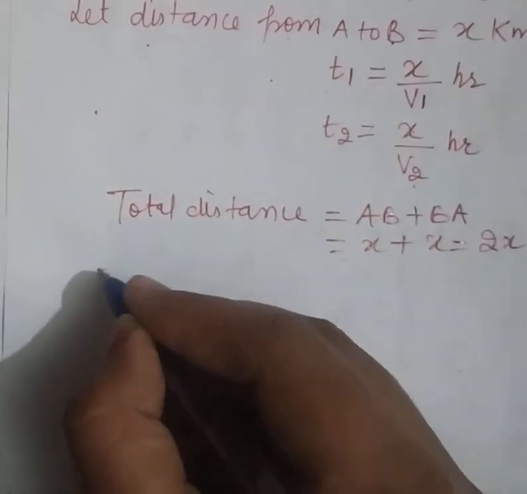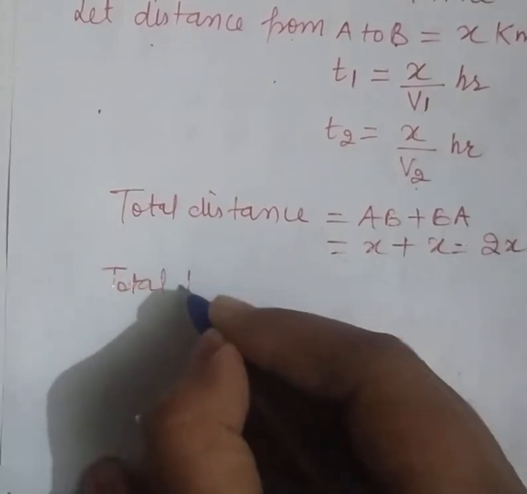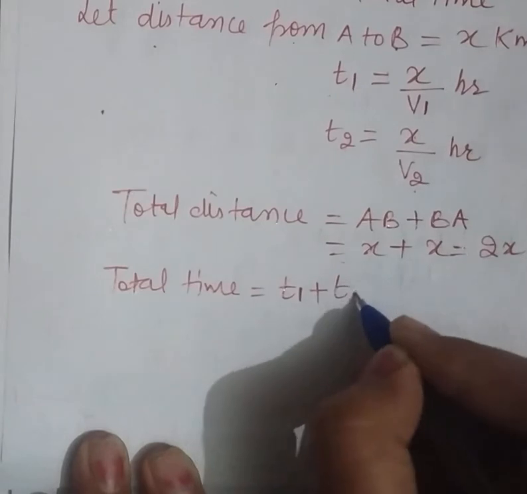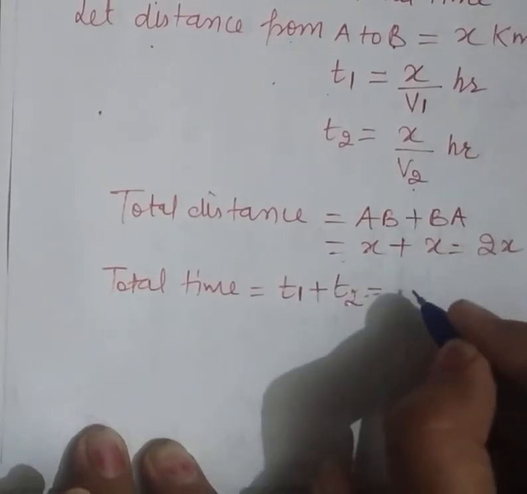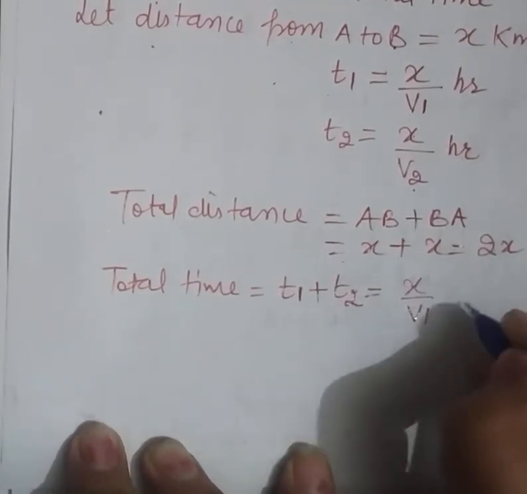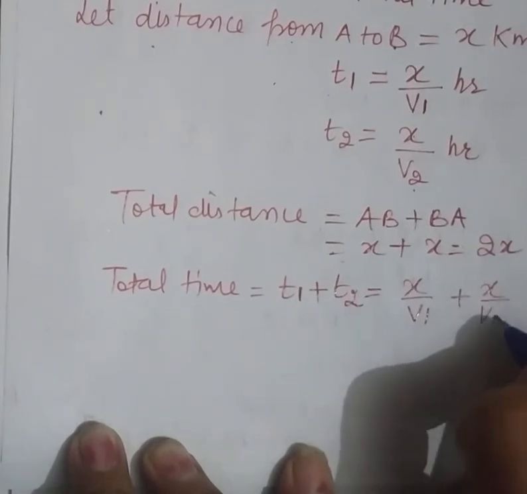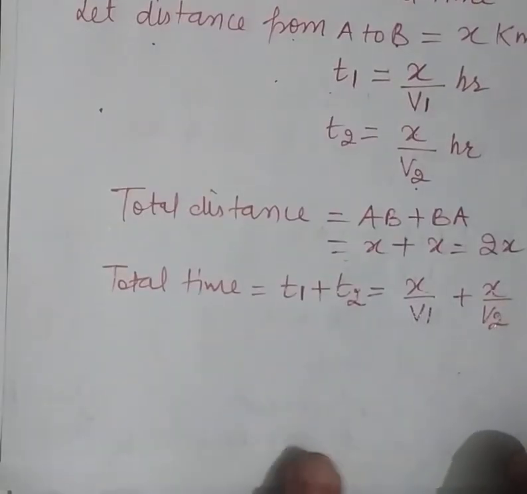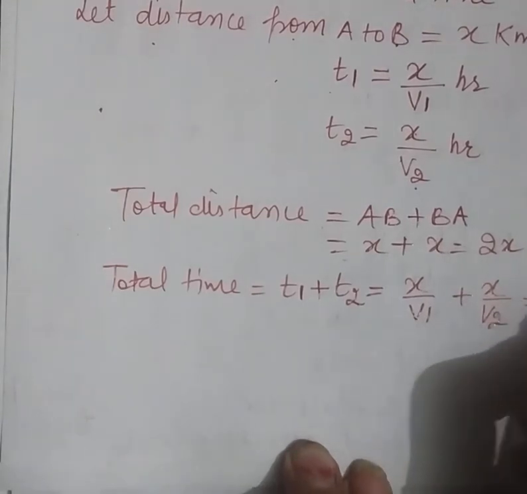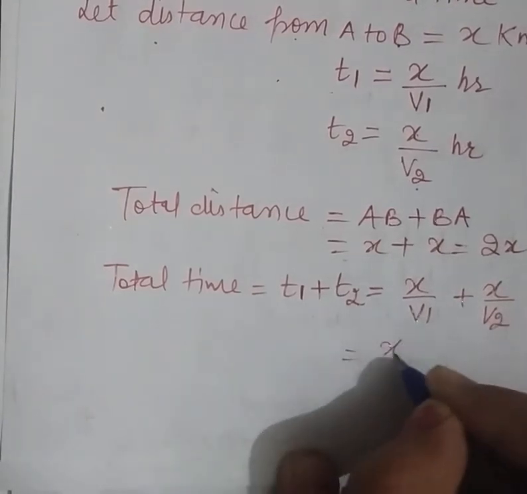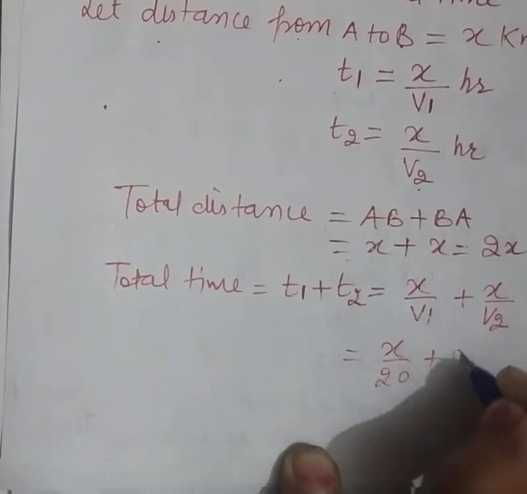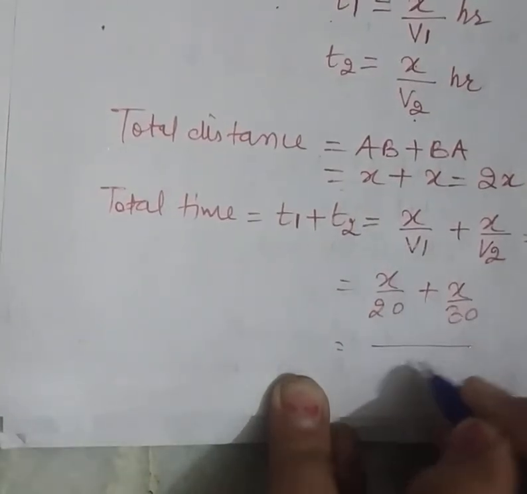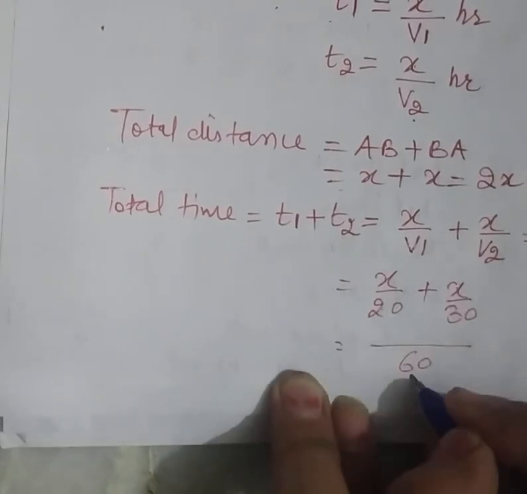Now what is the total time? Total time is equal to first time T1 plus second time T2. So T1 is X upon V1 plus X upon V2. V1 is 20 and V2 is 30. So it will be X upon 20 plus X upon 30. What is the LCM of 20 and 30? It is 60.